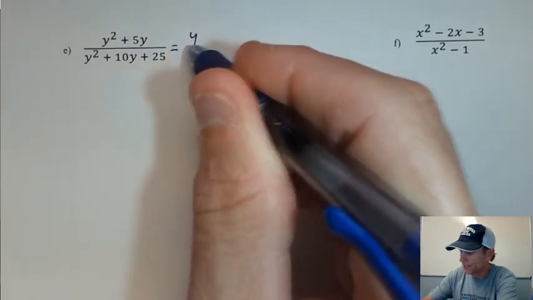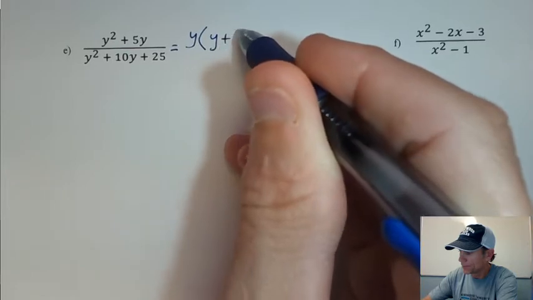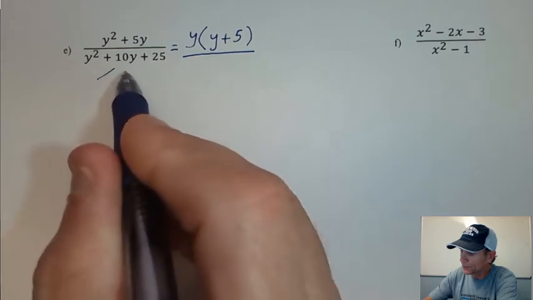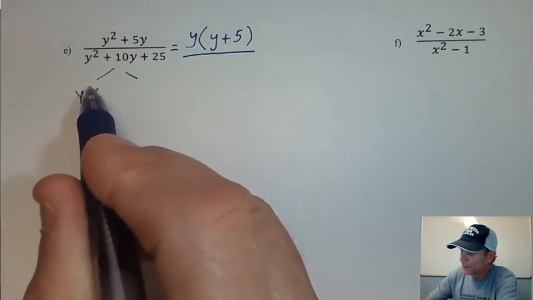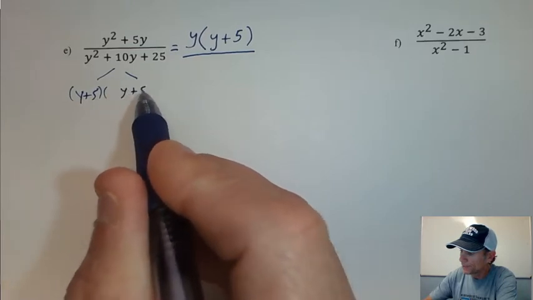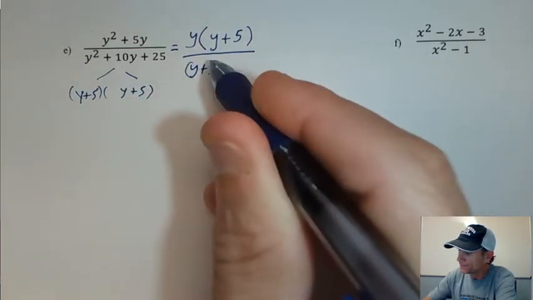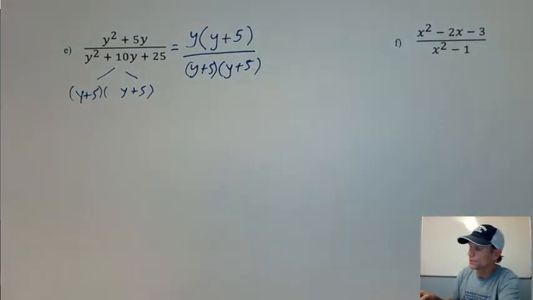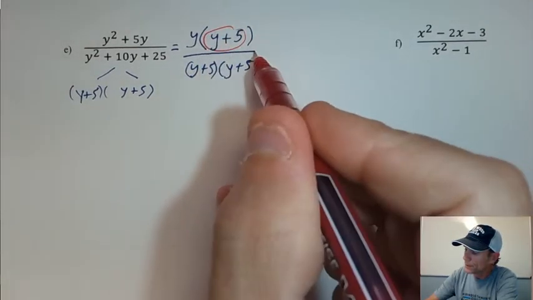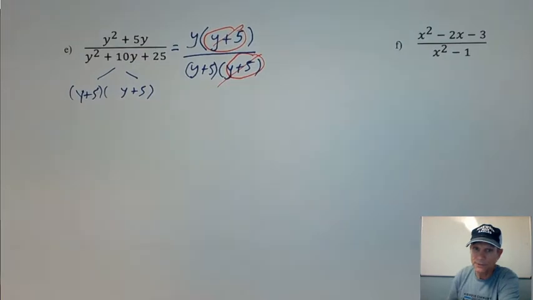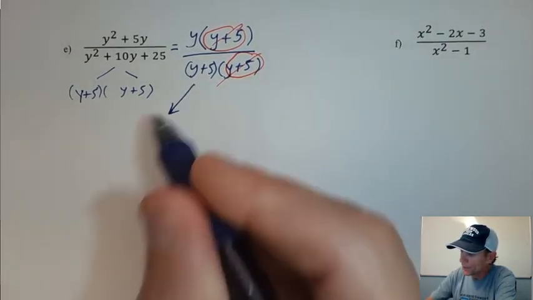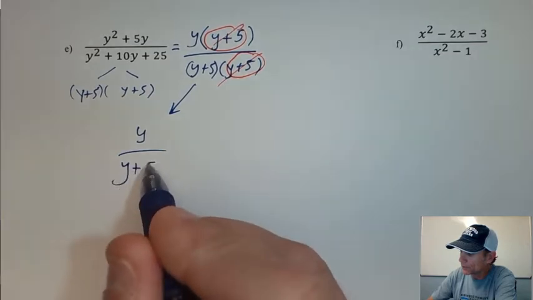So I'm going to factor out a y, and I have y plus 5. In the denominator, that's going to factor into y plus 5, y plus 5. So I'm going to write that right here. Then you can see that we have matching binomials. It doesn't matter which y plus 5 I cancel out on the bottom, but I'm canceling that binomial because y plus 5 divided by y plus 5 is equal to 1. So here I get my answer, y over y plus 5.